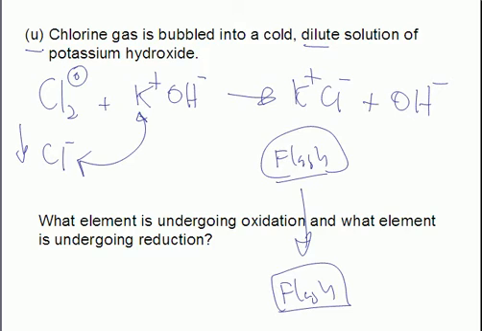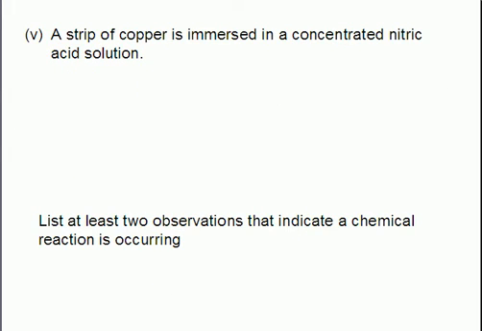What element is undergoing oxidation and what element is undergoing reduction? Oxidation is going up in charge. Reduction is going down in charge. Just make sure you know that. A strip of copper is immersed in a concentrated nitric acid solution. So copper, 0. Nitric acid is a strong acid, H+, NO3-. Copper 0, it's got to come and participate in the reaction, so it's got to go up in charge. That means someone's going to have to go down in charge.